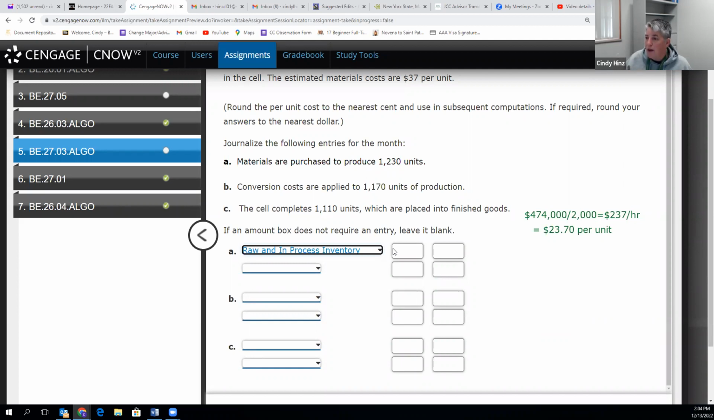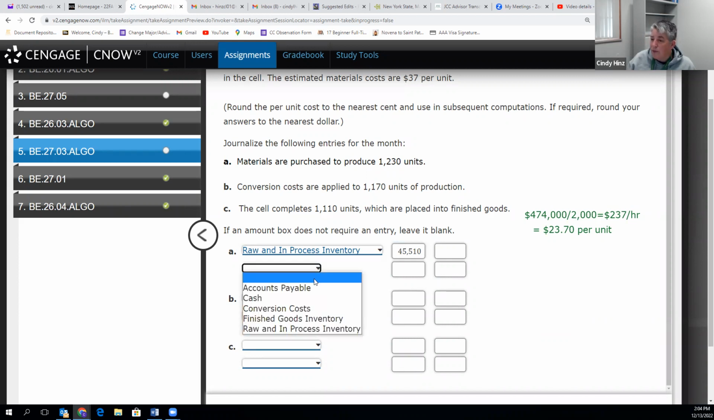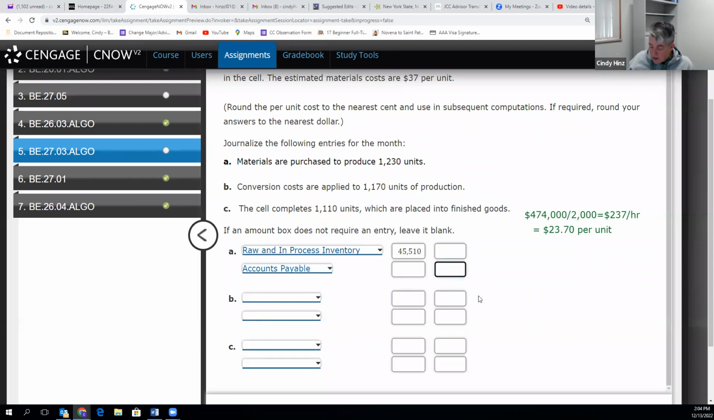So that would be $45,510 worth of materials added to that combined raw and in-process inventory. It doesn't say how we paid for them, so I'm going to say accounts payable, could be cash, but I'm surprised that it would have both of those as options because it doesn't tell us how we paid for them. We'll go with accounts payable. That's probably more likely for a manufacturing company. They're probably not paying cash for their raw materials.